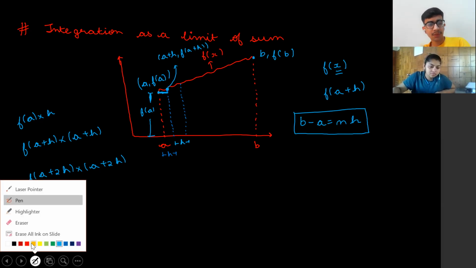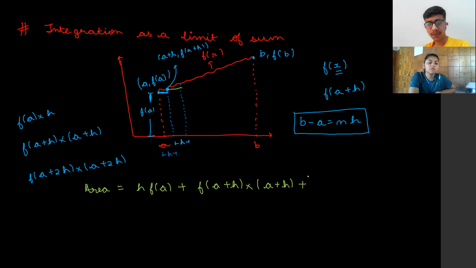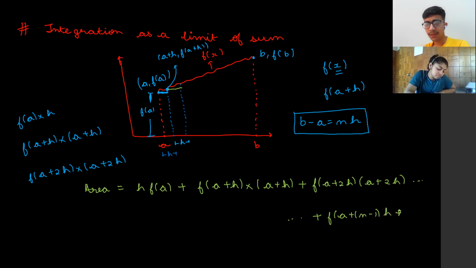अच्छा, मेरा area कैसे लिख सकता हूँ मैं? Can I write the area as sum of all these rectangles? Because इन सब rectangles का अगर मैं sum कर दूंगा, I'll get the area under the curve. So area क्या होगा? h times f of a plus f of a plus h, plus f of a plus 2h, so on and so forth till f of a plus n minus 1 h.